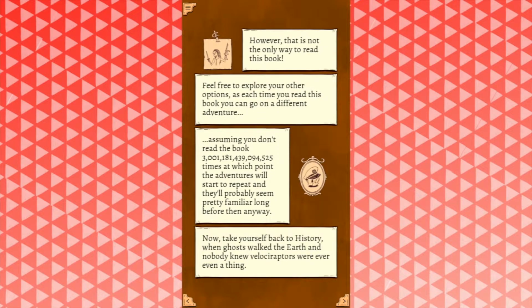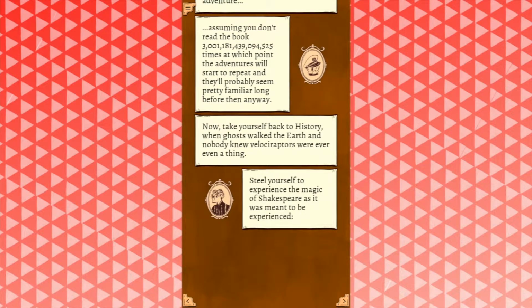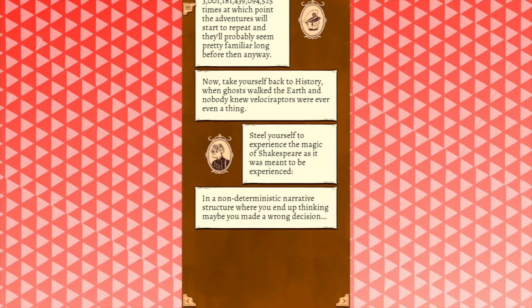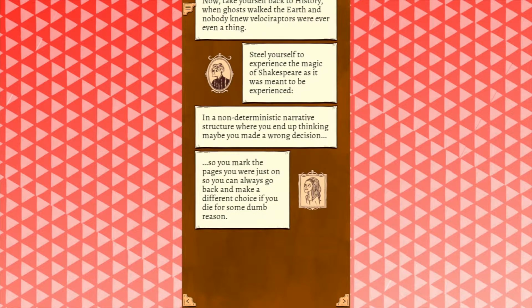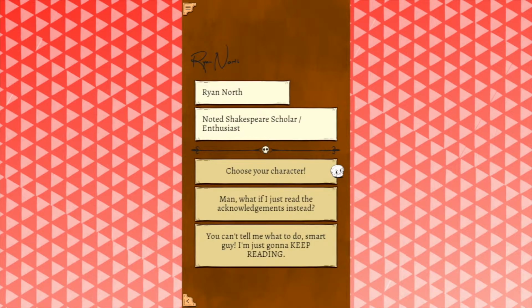Anyway. Now take yourself back to history, when ghosts walked the earth, and nobody knew velociraptors were even a thing. Steel yourself to experience the magic of Shakespeare, as it was meant to be experienced, in a non-deterministic narrative structure where you end up thinking maybe you made a wrong decision. So you mark the pages you were just on so you can always go back and make a different choice if you die for some stupid reason. To be or not to be, that is the adventure.